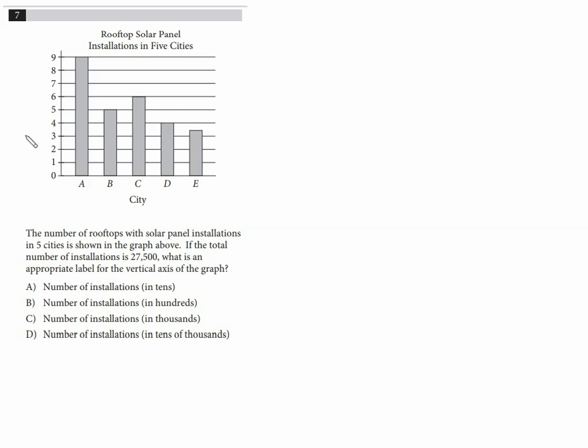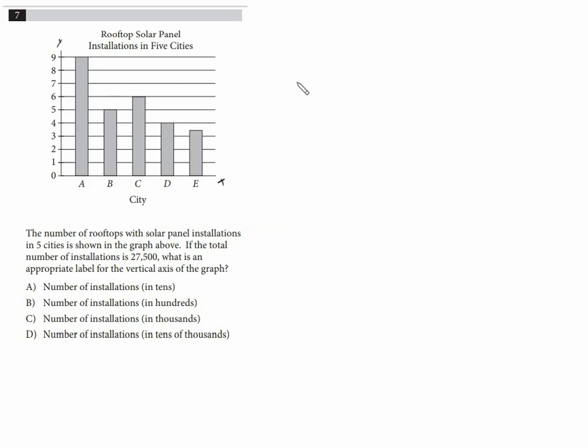And let's go to just introducing a bar graph, which this is, and see that we have two axes, the X and the Y. One is labeled city, so we see that the prompt says these are solar panel installations for 5 cities. So A through E, they're your 5 cities, which means that the y-axis here represents the number of installations.